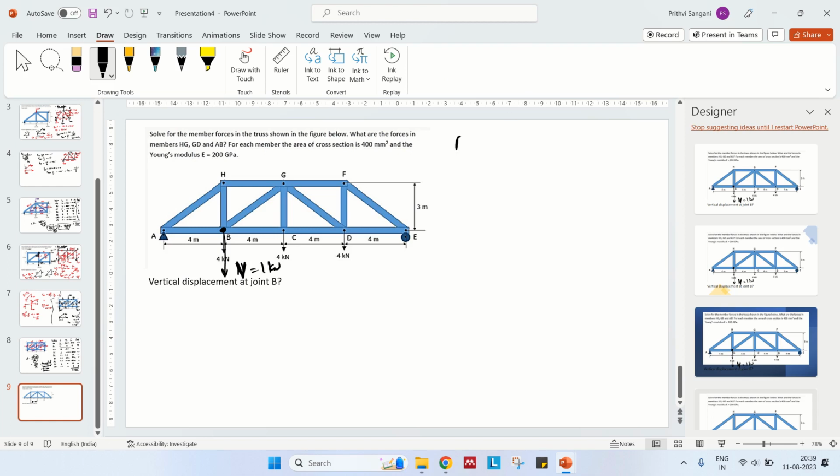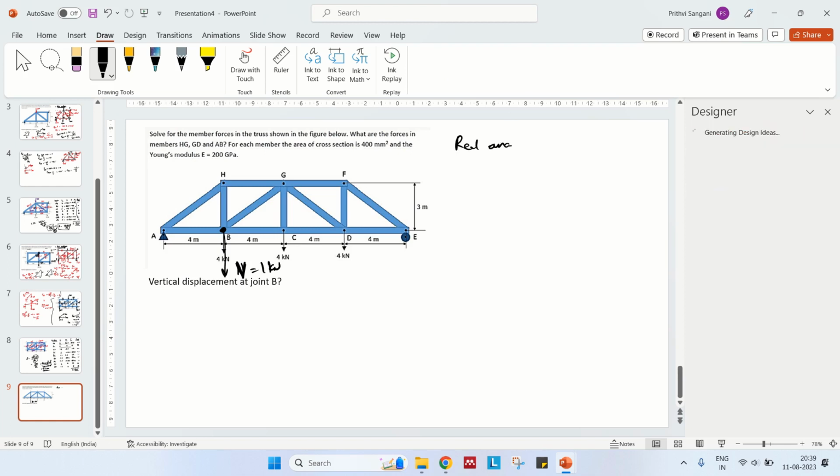Quickly I'll just solve for one hinge and give you the solution. You can note down this question, solve it yourself, and cross check whether you are getting the correct answers or not.